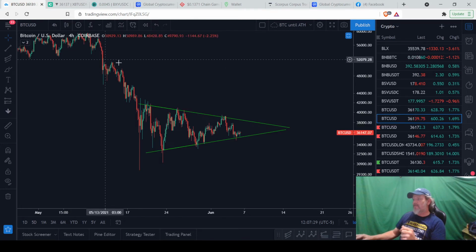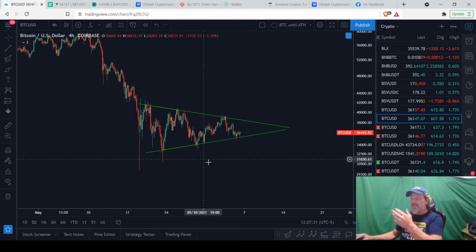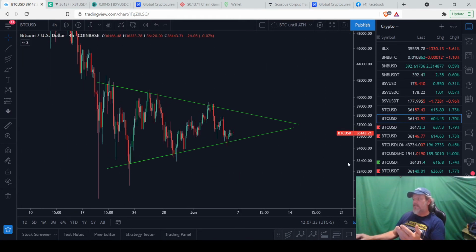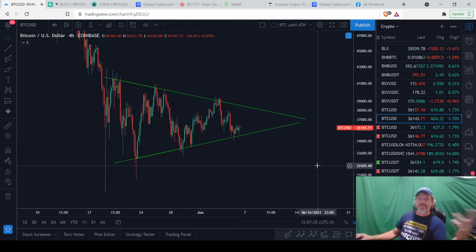I'm not going to get into a prediction on it right there, but anyway, that's how I draw my trend lines. I hope that this helped you if you're just starting out, or if you just want something to watch, and hopefully you picked up something from it.